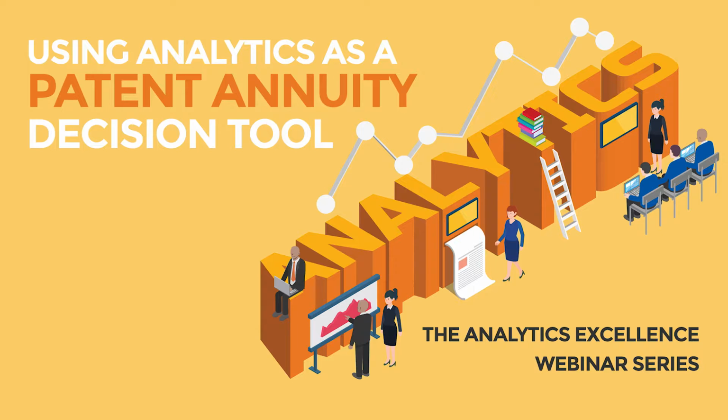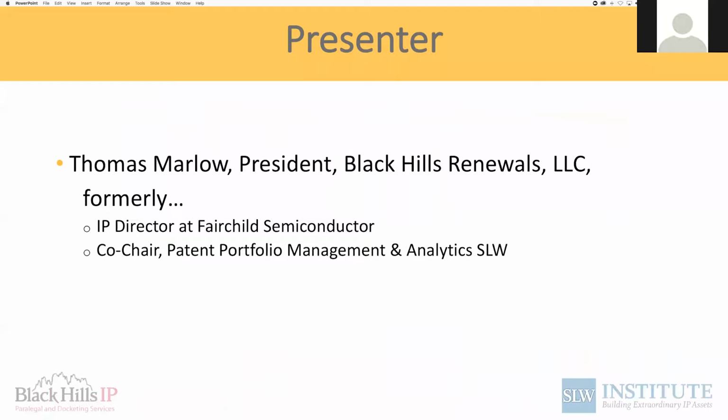Hi, thanks. So my name is Tom Marlowe. I'm president of Black Hills IP Renewals, where we deal with a lot of annuity-related decisions. Formerly, I ran the IP department at Fairchild Semiconductor. We had about 5,000 patents globally to manage, so as you can imagine, a few annuity decisions to make there on a fairly regular basis. And also formerly, I was the co-chair of the patent portfolio management and analytics group with the Schwegman firm.